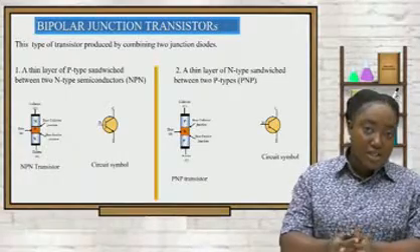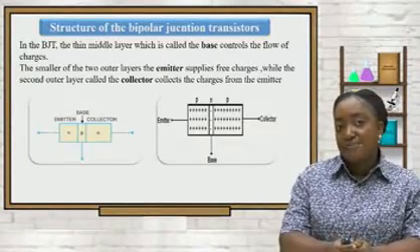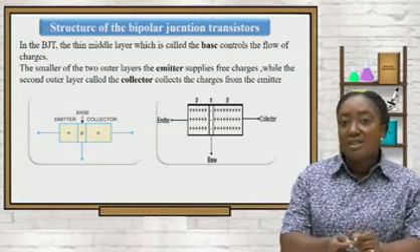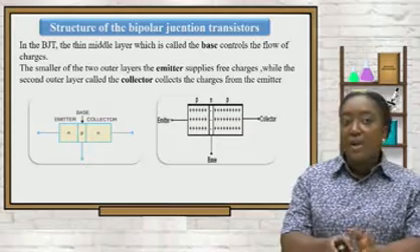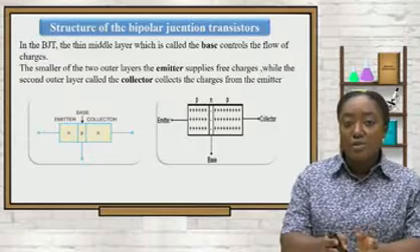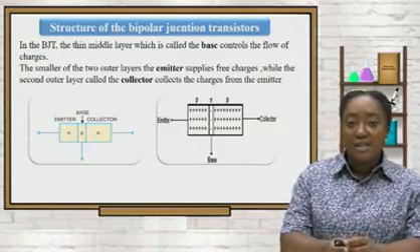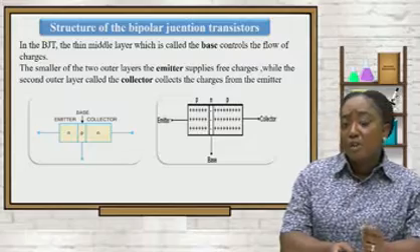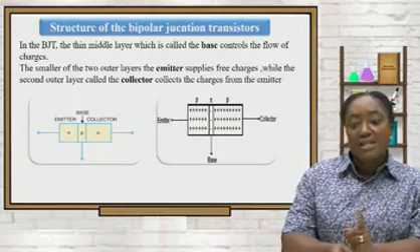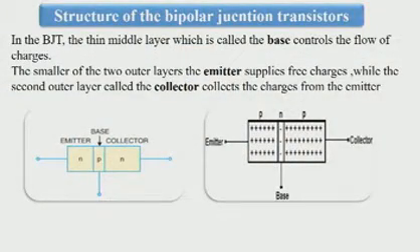Now let's look at the structure of the bipolar junction transistors. In the bipolar junction transistors, there is a thin middle layer we call the base. The base controls the flow of charges. The other two layers have varying sizes. The smaller of the two outer layers is the emitter. The emitter supplies free charges, while the second outer layer is called the collector. The collector collects charges from the emitter.